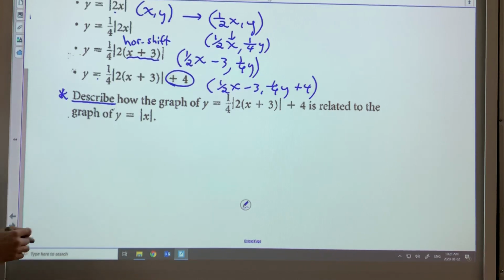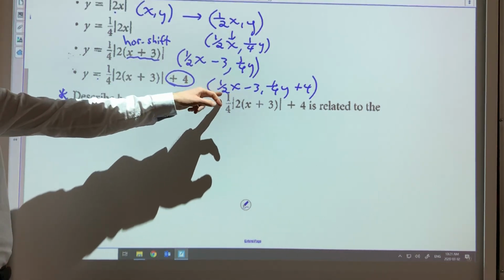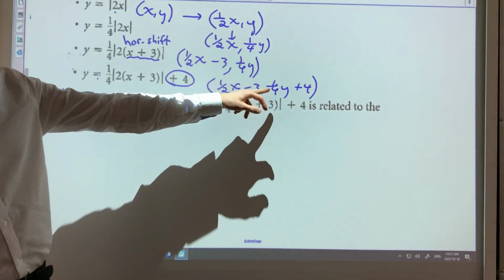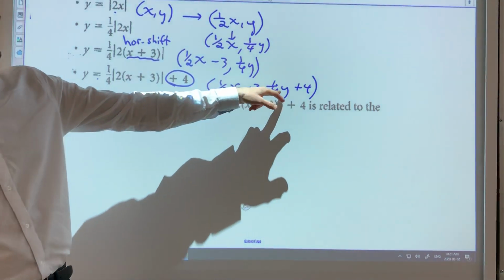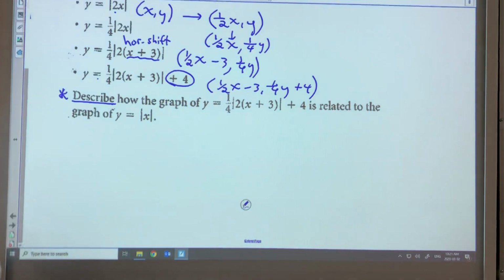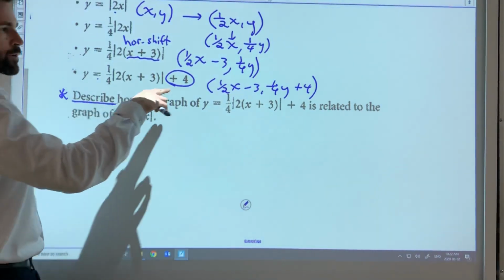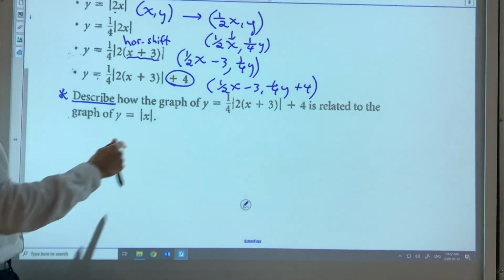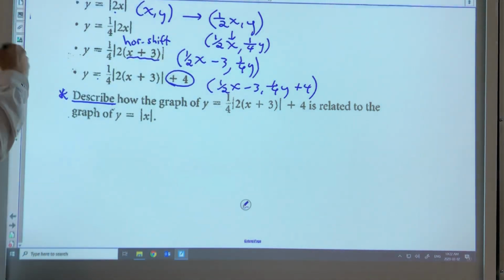So you'd have to say something like, multiply the X values by 1/2 and then subtract 3. Multiply your Y values by 1/4 and then add 4. That's how you can say it in English. Now I'm not going to write that out because I'm lazy, but you could definitely write that. You're not allowed to say, here's the answer, and just write that. You get 0 if it says describe.